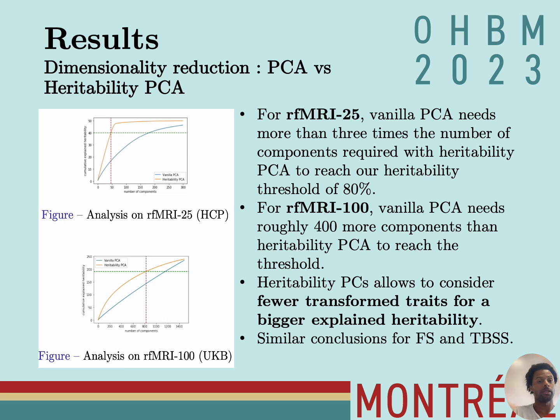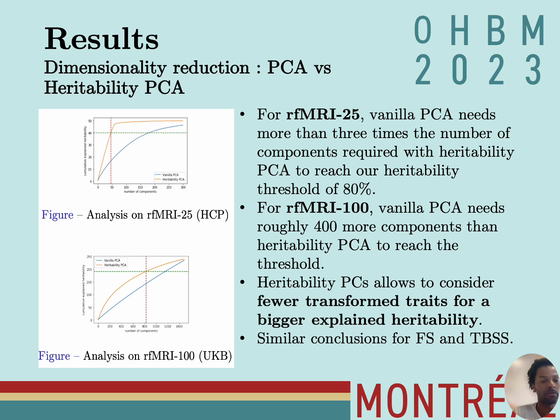Finally, let's focus on dimensionality reduction as it was one of the goals and compare PCA with heritability PCA, the method where we use the estimated genetic and environmental covariance matrices to extract principal components that have maximal heritability. So let's take a look at the figure on top, the analysis on RFMRI 25 from the Human Connectome Project. Say you're interested in achieving 80% cumulative explained heritability. So this is the green line. Then if you use heritability PCA, you're going to need roughly 50 heritability principal components, that's the red line, whereas with vanilla PCA, we're going to need more than 3 times that number of components to achieve the same heritability threshold.